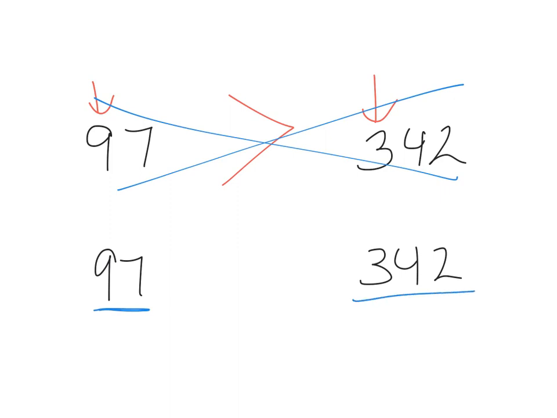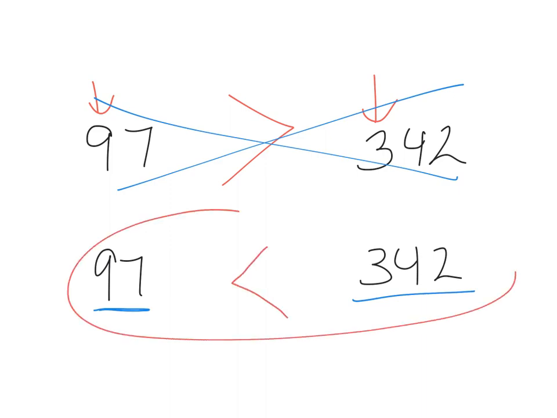Because when we look, 97 and 342, 97 only goes out 2 digits, the ones place and the tens place. 342 goes out 3 digits to the hundreds place, ones, tens, hundreds. If I have 100 of something, that is more than if I have 10 of something. So, 97 is actually less than 342. So I'd read that as 97 is less than 342.